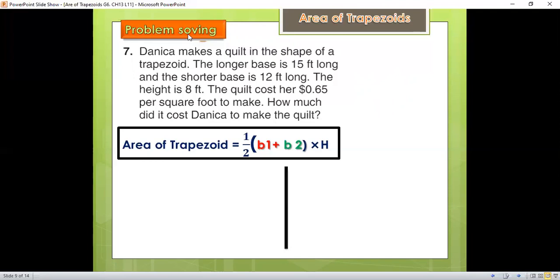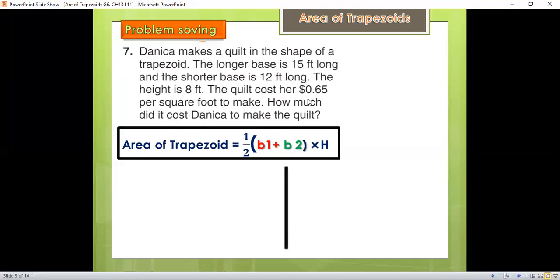We have a problem solving. Daniela makes a quilt in the shape of a trapezoid. The longer base is 15 feet long, the shortest base is 12 feet long, and the height is 8 feet. The quilt costs $0.65 per square foot to make. How much did it cost to make the quilt?